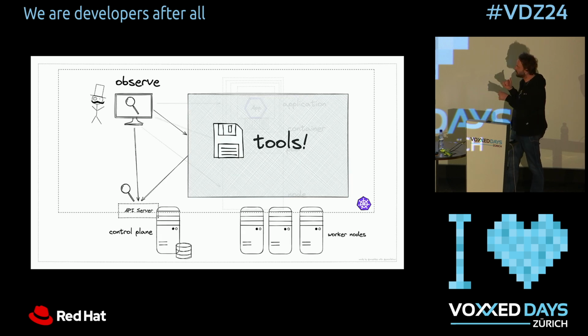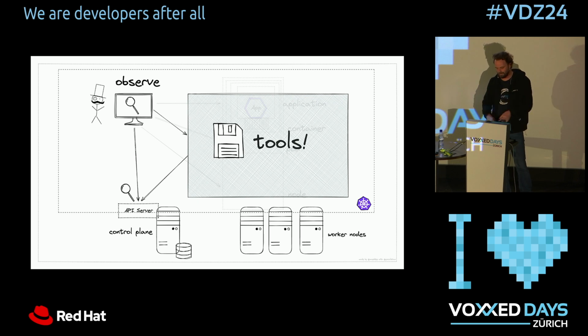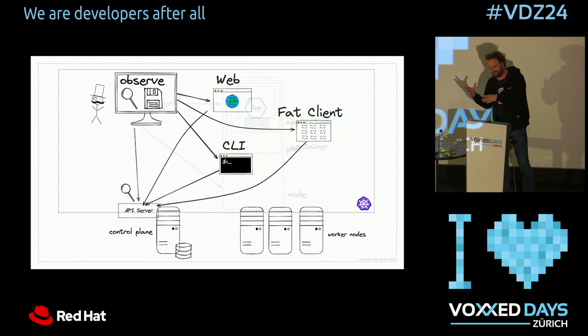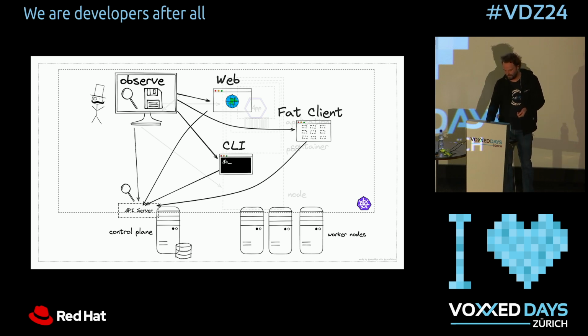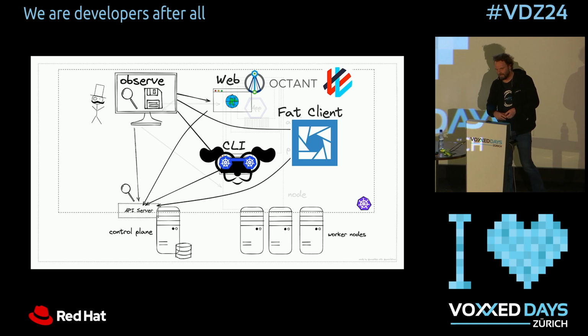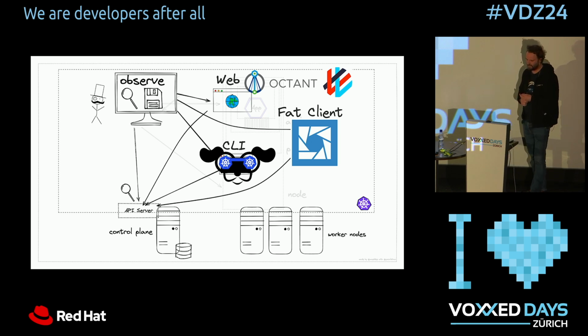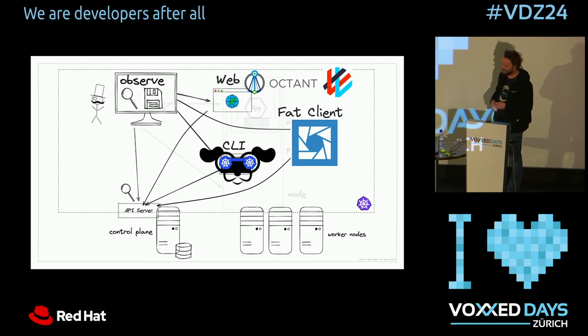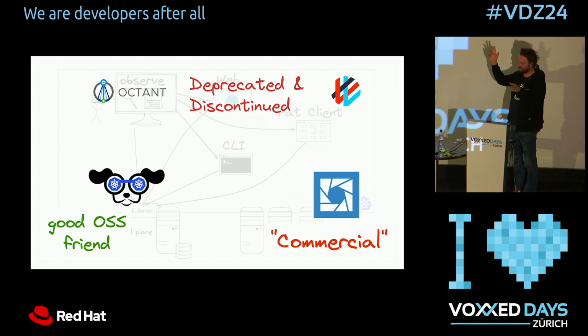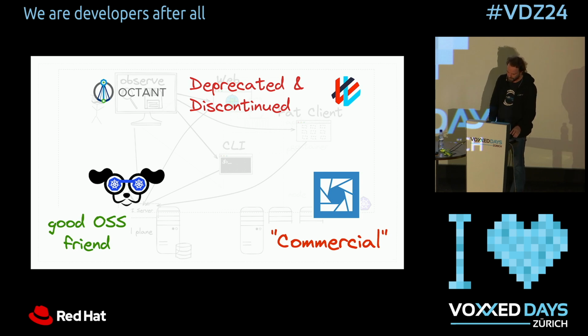However, there are some tools around which are basically using the same level of API. There are some web tools, some fat client tools, and some which are also based on the command line interface. And in an earlier version of this talk, I was still highlighting things like Octant from VMware and Weaveworks Scope, Lens, and so on. And over time, I noticed, okay, some of them got out of fashion. Some got deprecated, discontinued, some went into the commercial space. So there is a lot of fluctuation there, which makes the thing even more challenging for the users.